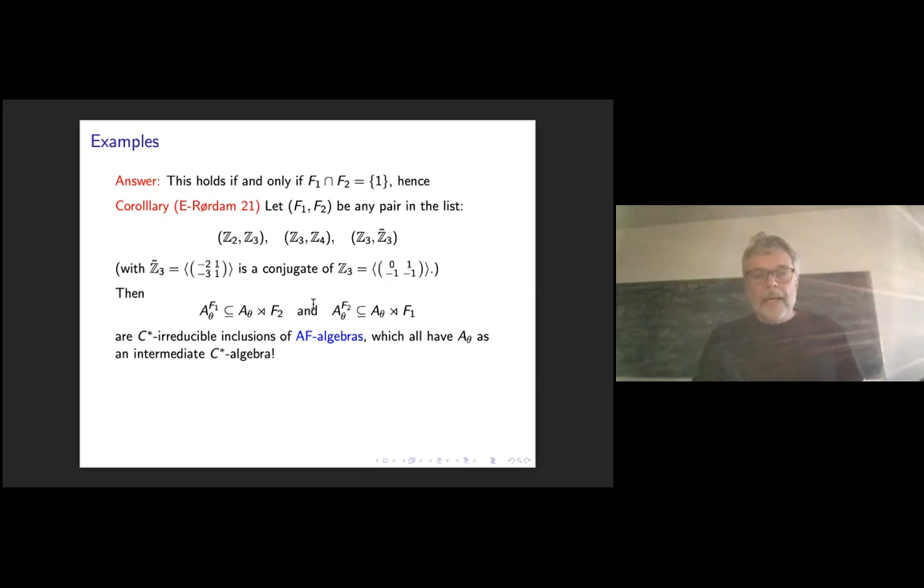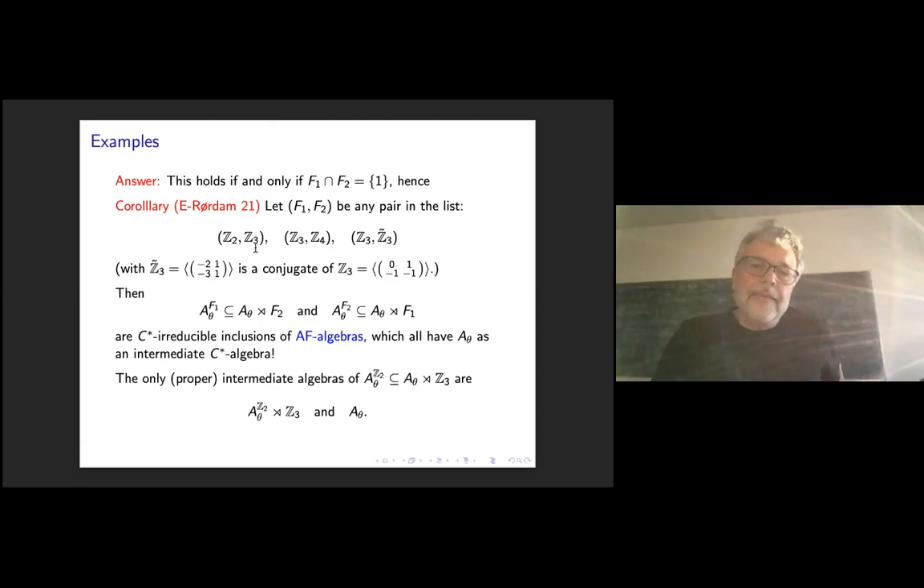And in the case of Z2, Z3 is really the only case where we fully understand the intermediate algebras. The only proper intermediate algebras of this inclusion are A theta, and the other one is A theta Z2 cross Z3, which also sits, of course, inside. And this is also an AF algebra. So one intermediate algebra is an AF algebra, and the other intermediate algebra is not an AF algebra in this case.